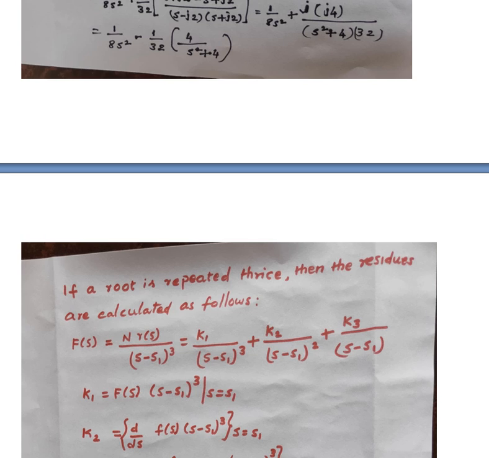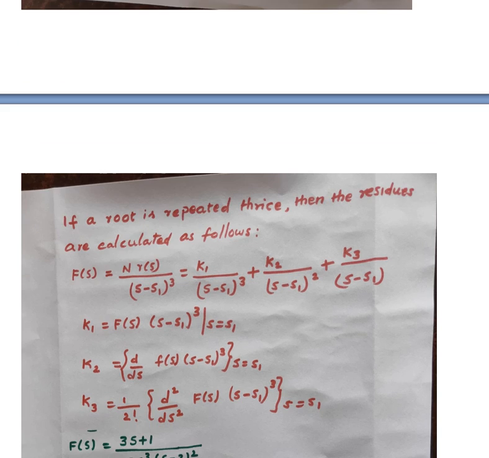If a root is repeated thrice, then the residues are calculated as follows. So first I will take up the general equation, then we proceed to the actual problem. Look at this: f of s is equal to n into r of s divided by s minus s1 whole cube, which is equal to k1 by s minus s1 whole cube plus k2 divided by s minus s1 whole square plus k3 divided by s minus s1. To get k1, multiply f of s with s minus s1 whole cube and put s is equal to s1. Then whatever you get, that is k1.